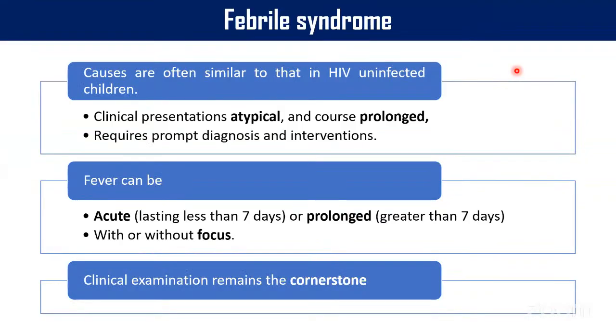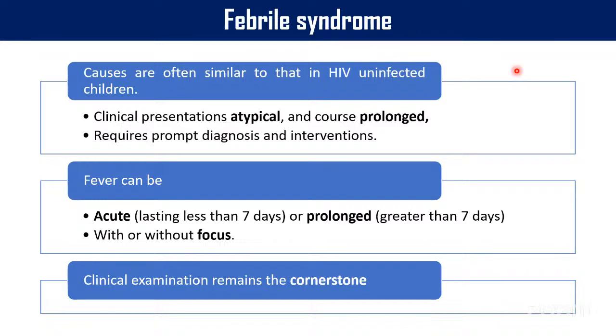So for example, febrile syndrome. What do you mean by a febrile syndrome? Any child who comes to you with fever, only fever, nothing else. This is called febrile syndrome. So the causes are often similar to those in HIV uninfected children, but the presentation may be atypical and the course may be prolonged. So it requires a prompt diagnosis and intervention.